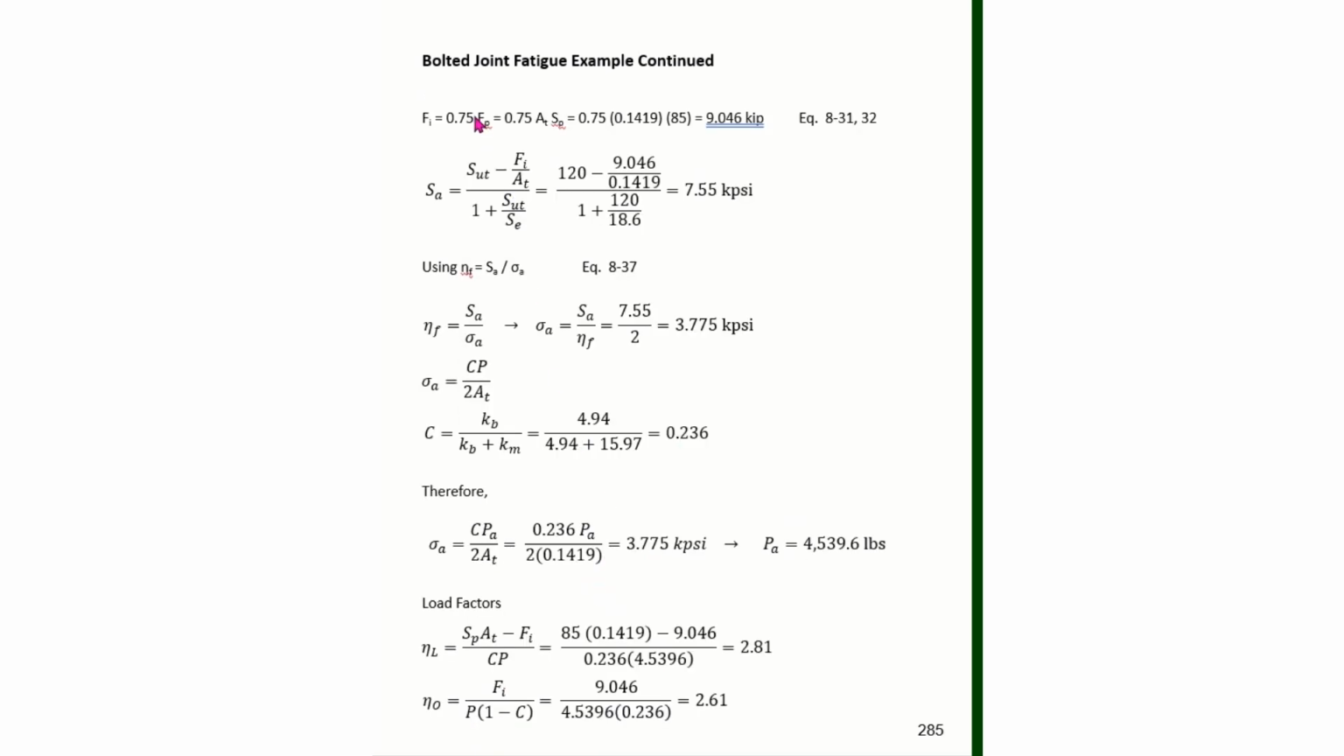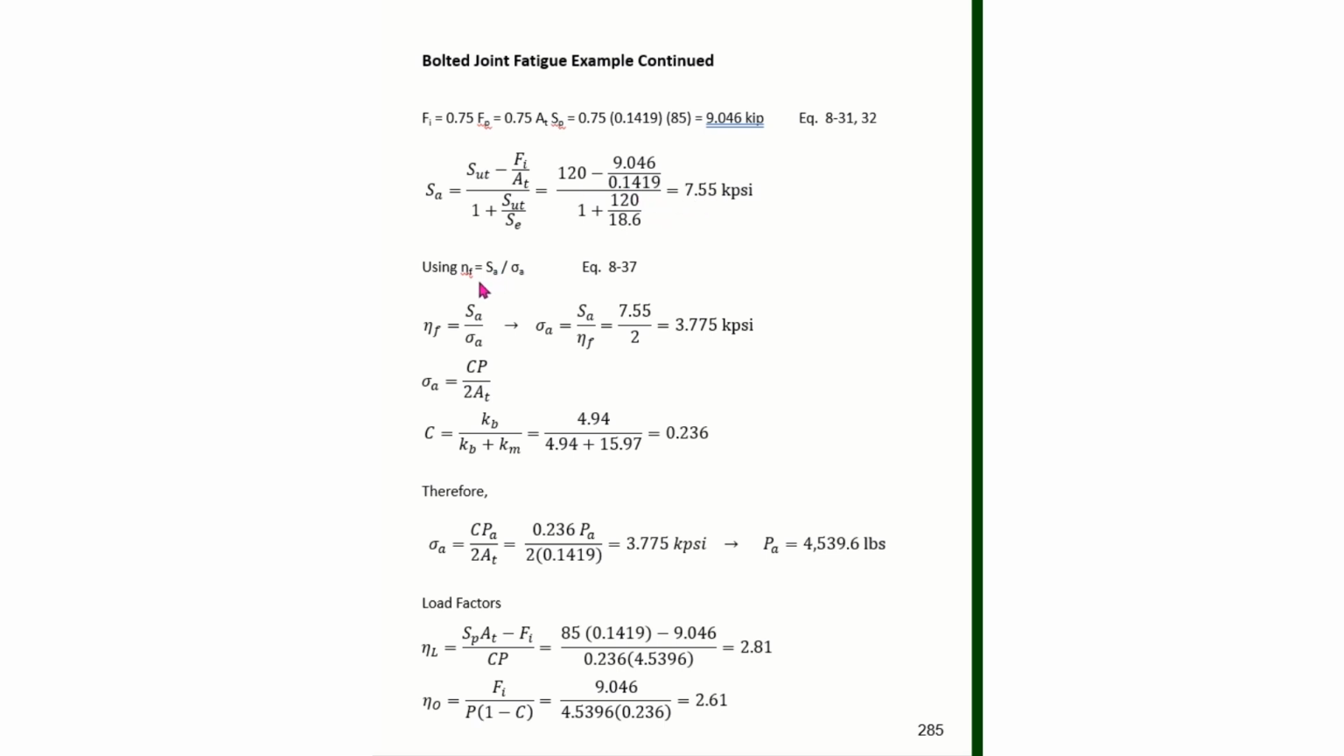Now I can compute my preload as 75% of my proof load, and I compute FI here. This is equation 8-31 and 8-32. Then I can compute SA, which is the alternating strength. So I can compute my SA and get 7.55.